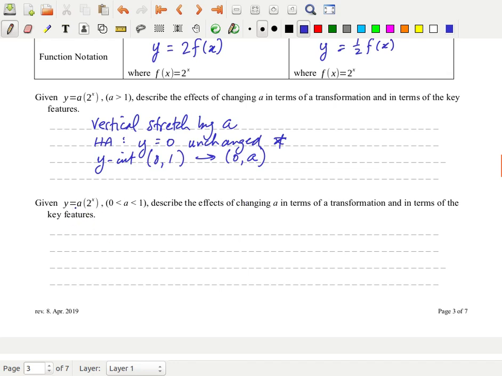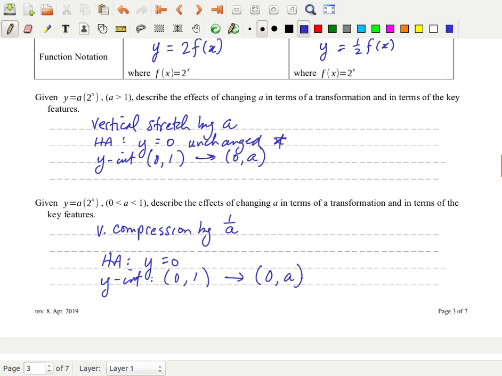Similarly, if I have a times 2 to the x, but the value of a is a number between 0 and 1, what effect does this have? This one would be a vertical compression by, now you have to be careful how you say this. Technically, this would be a vertical compression by 1 over a. The horizontal asymptote, y equals 0, is unchanged. And the y-intercept at 0, 1 has once again gone to 0, a.